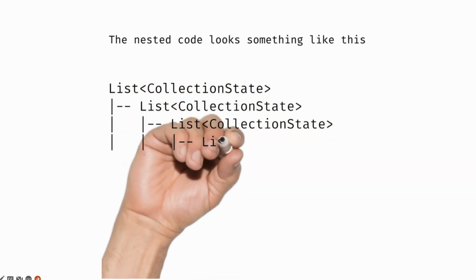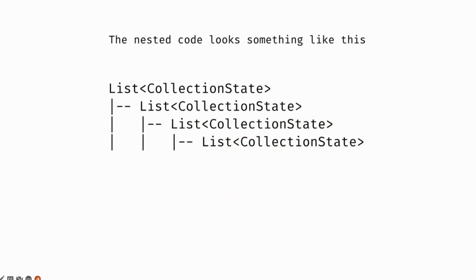The nested code looks something like this. Each collection state holds children of collection state, which can store each other, something very similar to what you can see in a composite design pattern.